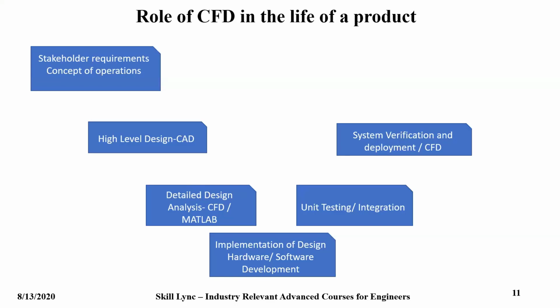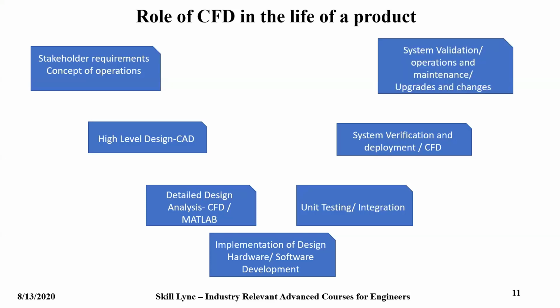There are a lot of other documents and processes involved, but this is how CFD is used on the right-hand side of the chart as well. So it has both implications. And then the final step of any system product is going to be system validation, operations, and maintenance. So this means that we have already deployed the aircraft to the customer. So this is going down and to the top.